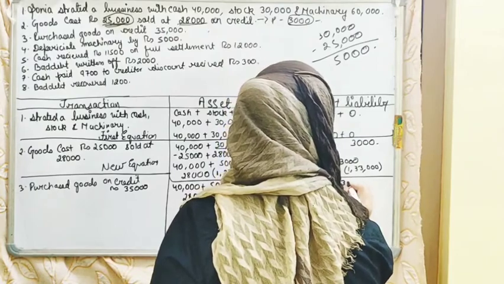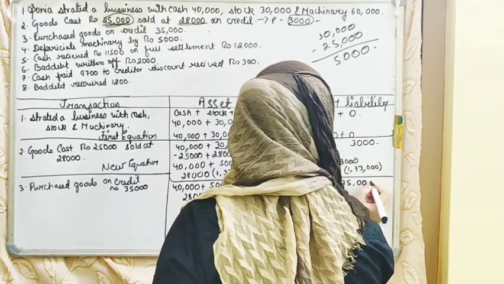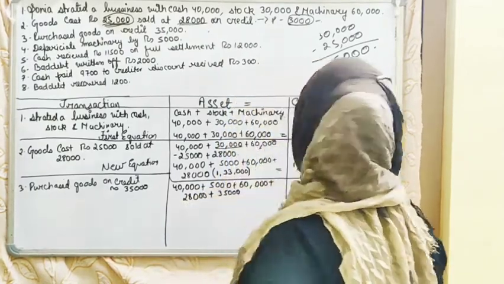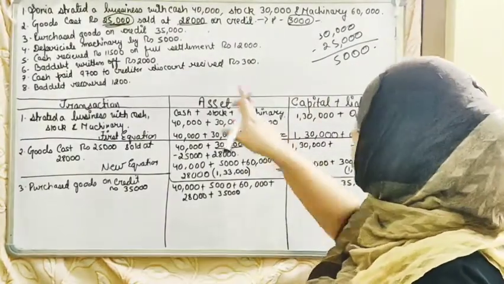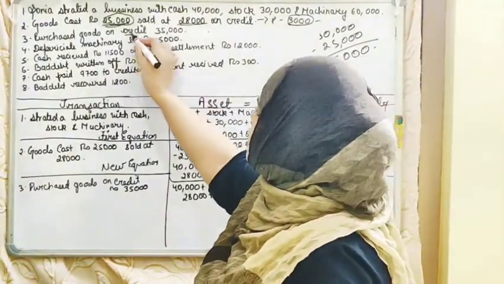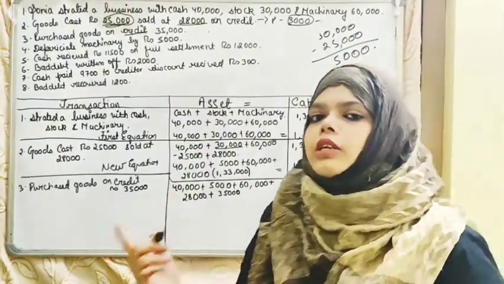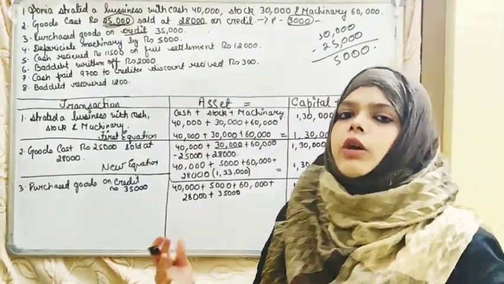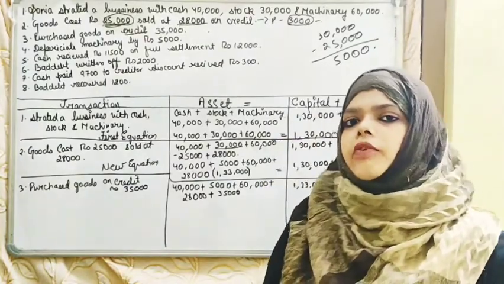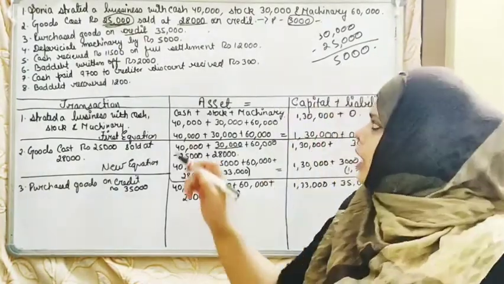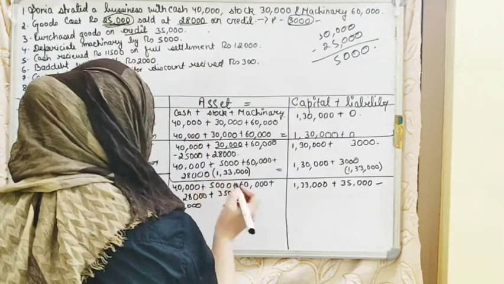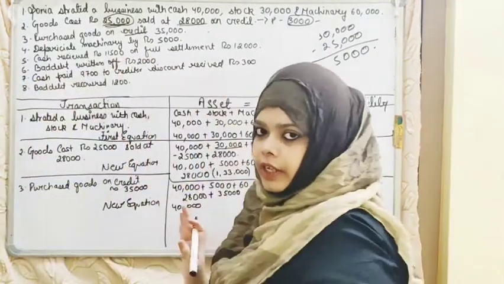plus 35,000. That is the credit part. Why we have written this 35,000? Because it is a credit. We are owing to the outside parties, or we are owing to others. We are owing to a particular person which we promise to pay in the future course of time. So that's why, because it is taken on credit, no cash transaction will be affected.